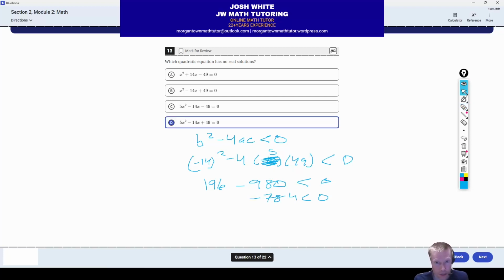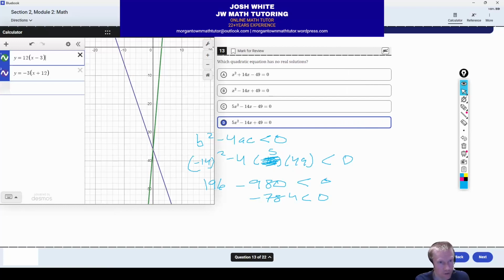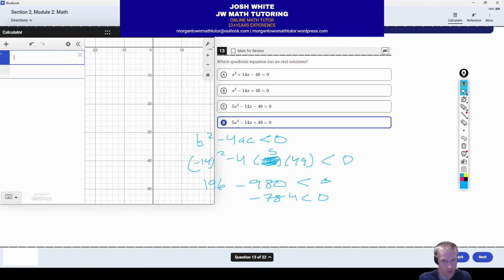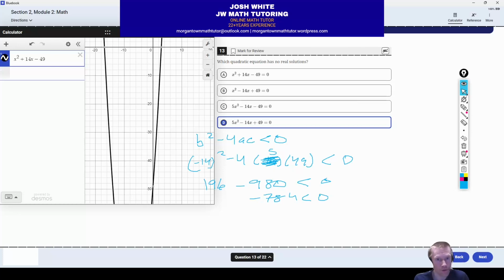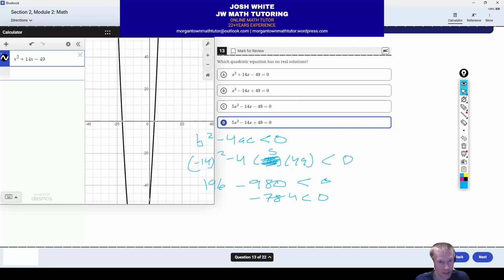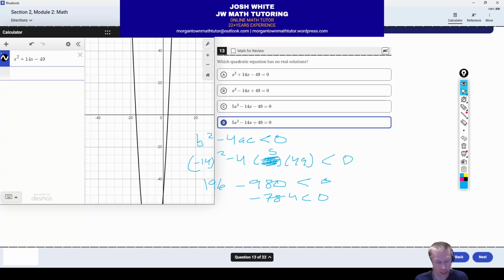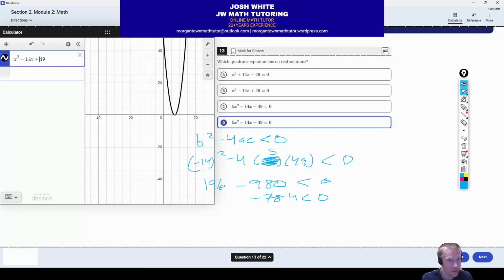But again, a much quicker, much easier way is just go to Desmos and go answer choice by answer choice. This is basically kind of like back solving. You're checking the answer choices. So no real solutions. Another way to think of that is that means no x-intercepts, because the x-intercepts are the solutions, are the roots, are the zeros, whatever you want to call them. So this has two solutions, answer choice A. All right, that's not it. Make this minus, make this plus. This has one real solution.